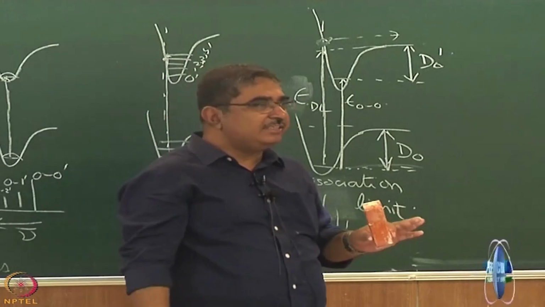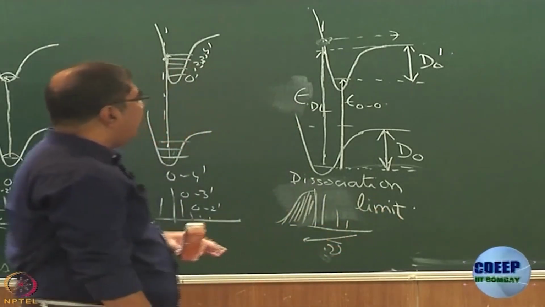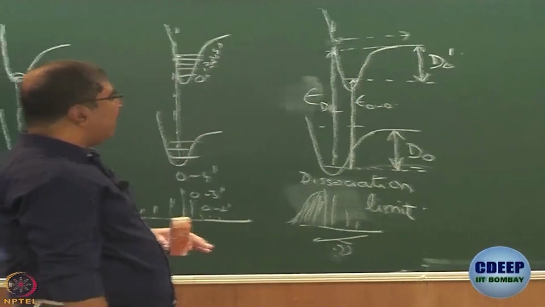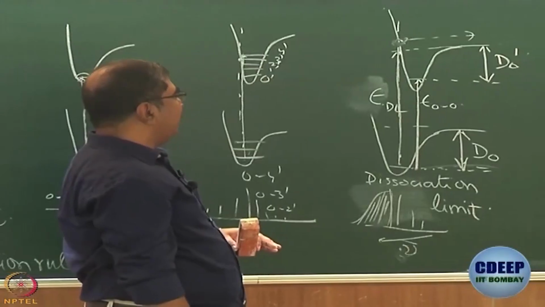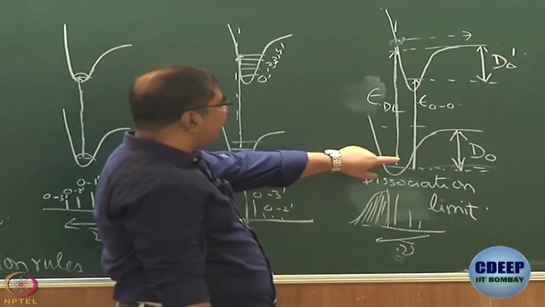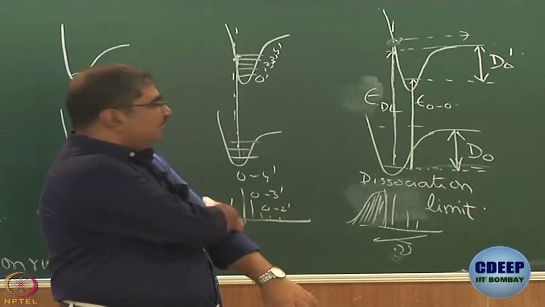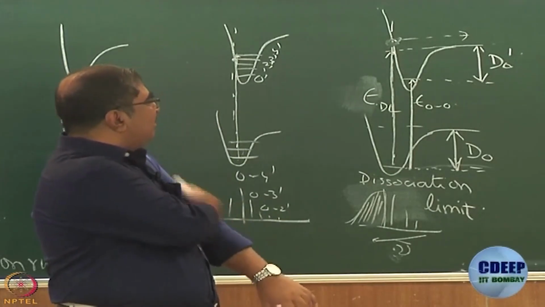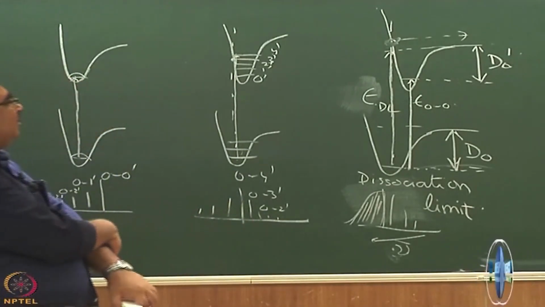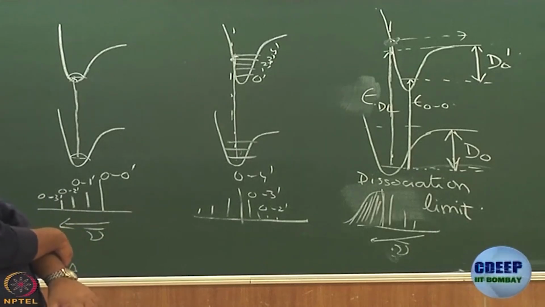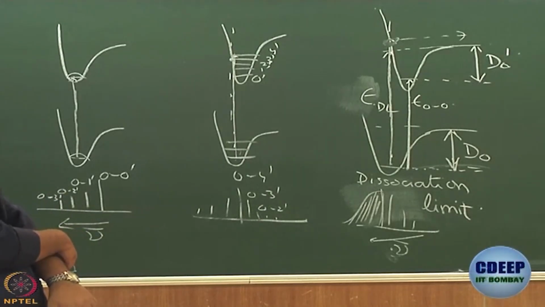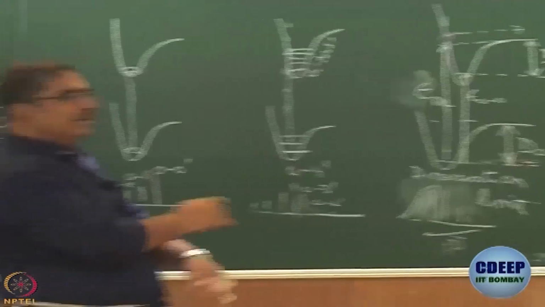Are we clear with the definitions? Now, let us see what do I get when I add one of these quantities to another quantity. What do I get if I add, say, epsilon 0 0 to d0 dash? Epsilon 0 0 to d0 dash, what do I get? Yes, epsilon dl, right, dissociation limit.